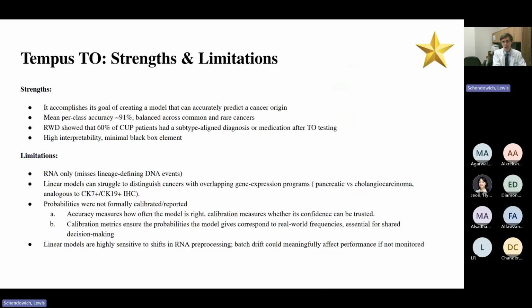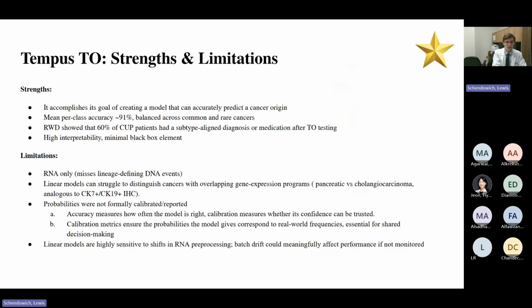Some of the strengths and limitations of the specific model is that it accomplishes its goal of creating a model that can accurately predict a cancer origin. It also has a mean per class accuracy of around 91%, that's balanced across common and rare cancer types. The real-world data showed that around 60% of cancer of unknown primary patients had a subtype aligned diagnosis or medication after TO testing. It's highly interpretable, and it has a minimal element of black box, which we'll talk about in a minute.